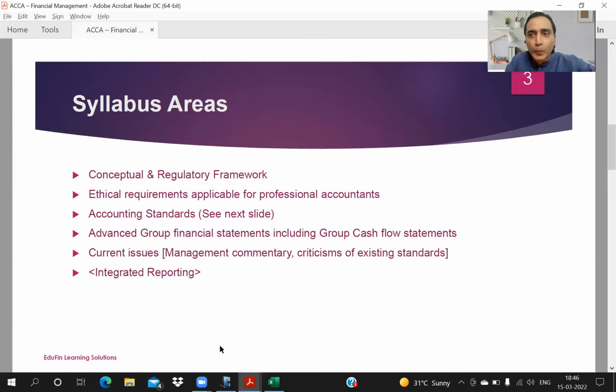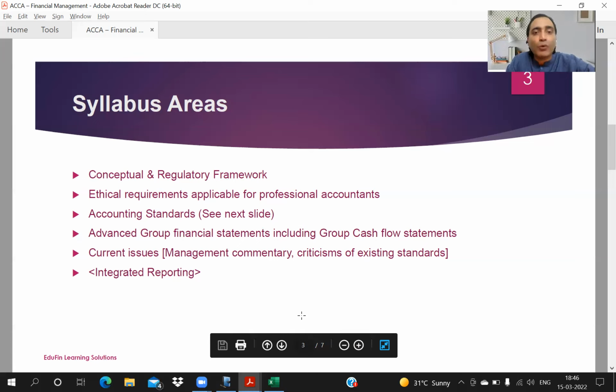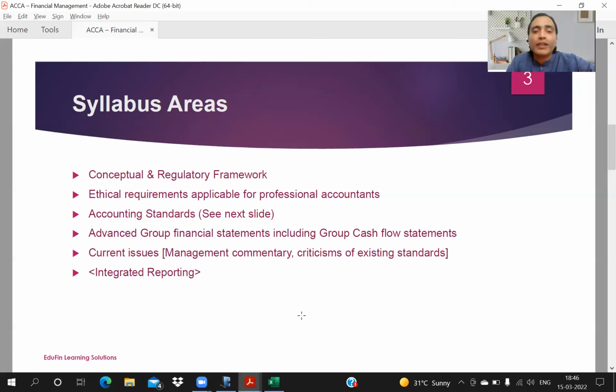To understand the general framework according to which the financial reports of a company are supposed to be prepared. Very good. It gives us a sound framework. It's a very good answer.